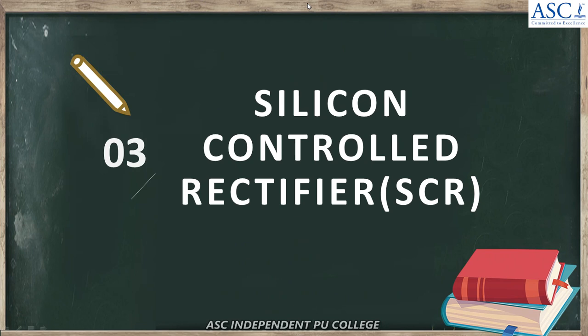So SCR is a unidirectional thyristor. It is a semiconducting material that contains 4 layers, 3 junctions and is a 3 terminal device, which is used for high power switching applications. We call it a silicon controlled rectifier. It is mainly used for power control, power conversion and rectification purposes. Last class we discussed the construction and working of SCR.